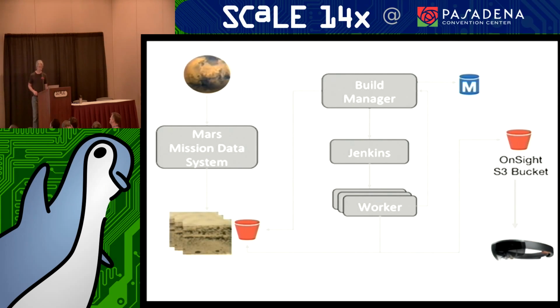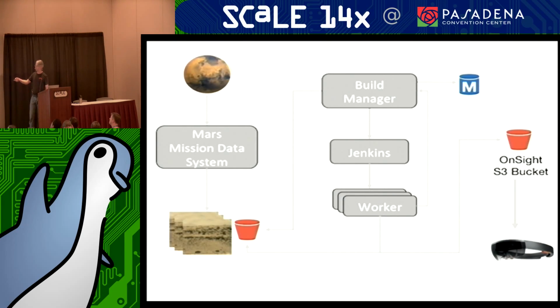Okay, so to summarize a bit, things start on Mars. Curiosity rover captures new imagery. That imagery is downlinked to the mission data system on Earth. The build manager periodically polls that system for new data. When new data is available, it's indexed into a database running MySQL on Amazon's relational database system.